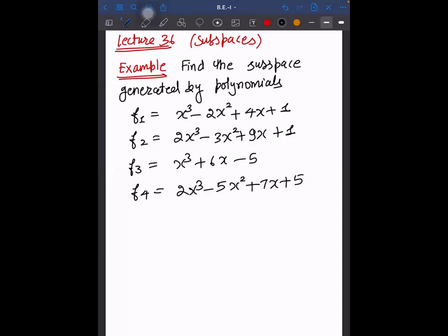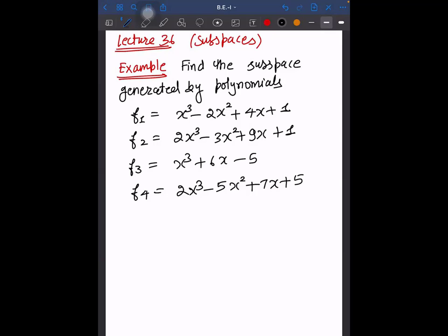But the next problem is we want to check whether some bad elements are present over there or not. Bad means if one is the linear combination of others, then this is sort of redundant information and we're going to delete it using the echelon form.